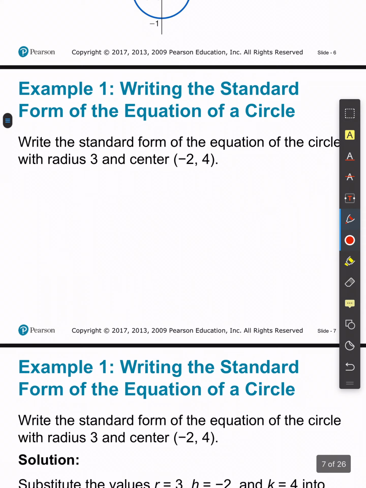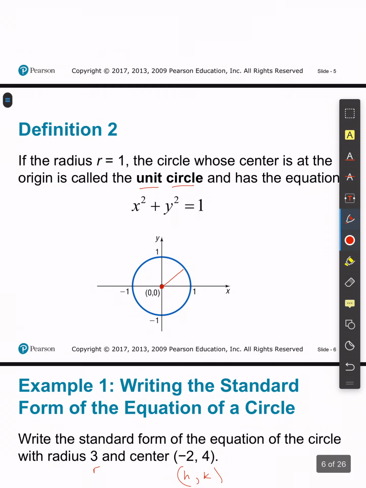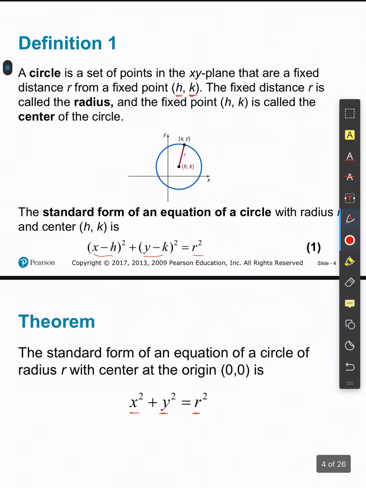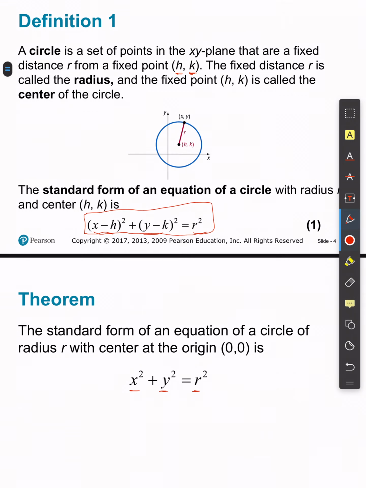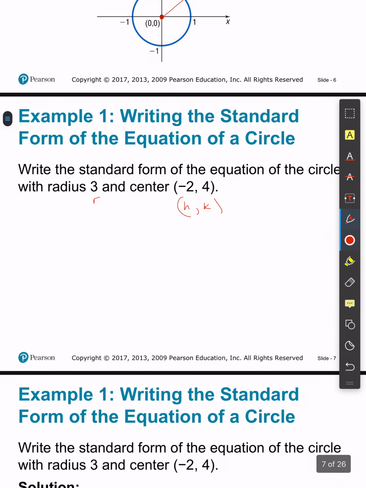Example 1 says, write the standard form of an equation of a circle. What we have to do here is remember that this is h, k, and this is r. So if we look at the standard form of the equation of a circle, which again, make sure you have jotted down in your notes, is x minus h squared plus y minus k squared equals r squared, we're just going to plug in.